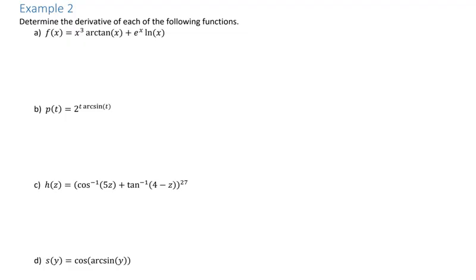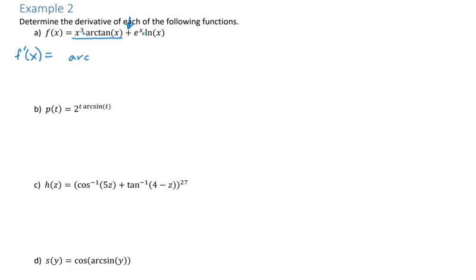All right, so first function, I have x cubed times arctan x, so I'm thinking about a product rule. And then I have plus, that's the biggest operation, the e to the x times the natural log of x, so I'm thinking product rule there as well. So the plus just says I'm going to tackle the two separately, so I'll start with f prime of x, and then I'll just work on the x cubed times arctan x.